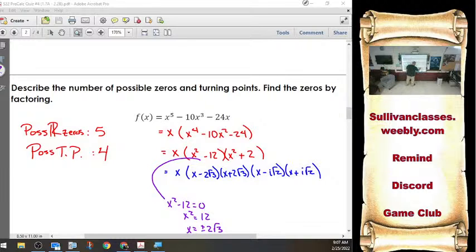Okay? And this, I could just, x squared plus 2 is 0, x squared is negative 2, x is plus or minus i root of 2. I can do it that way as well. Okay?